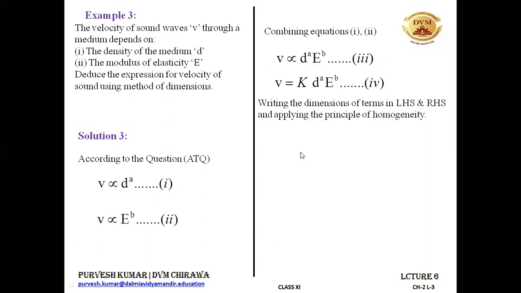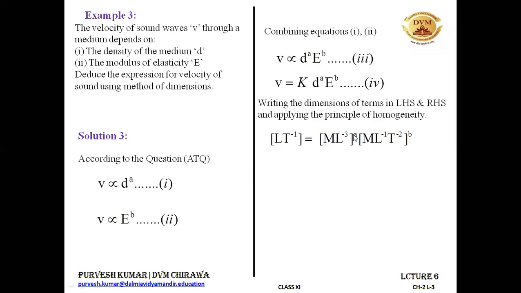So writing the dimensions, we can write it like this. For velocity, I can write LT minus 1. For density, I can write ML minus 3, and the power is A. For capital E, that is modulus of elasticity, I have to write ML minus 1, T minus 2, and the whole to the power B. So this is the dimension for modulus of elasticity or Young's modulus. ML minus 1, T minus 2, complete power is B because E is having power B in our equation number 4.